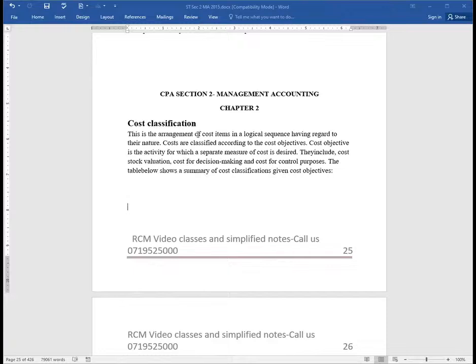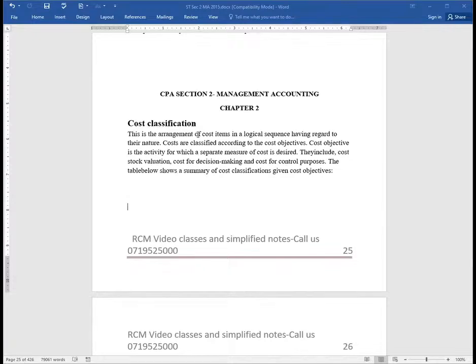They include, for example, the activity of valuation of our stocks. So then we'll be having costs classified in accordance to stock valuation. How do they relate to the costs? Costs for decision making: I would of course want, ladies and gentlemen, to cost products in a way that will help us achieve this most important activity in an organization called decision making. Then we have costs for control purposes. Very, very important.